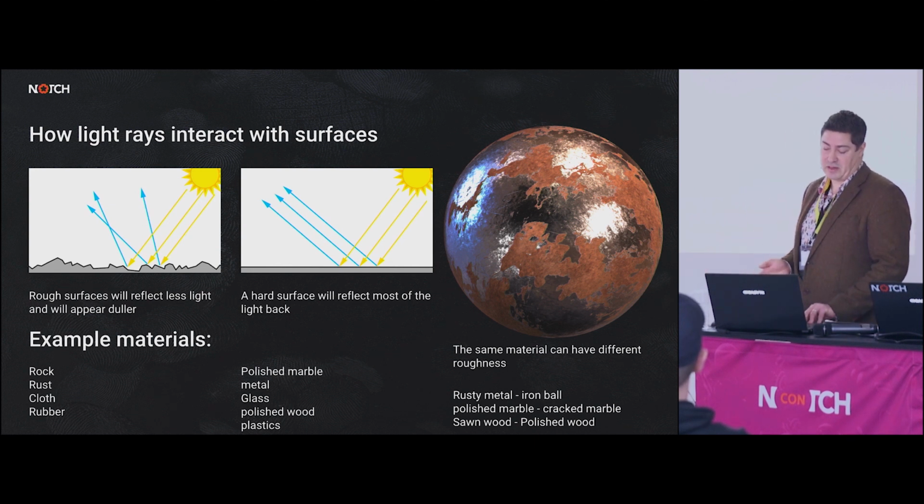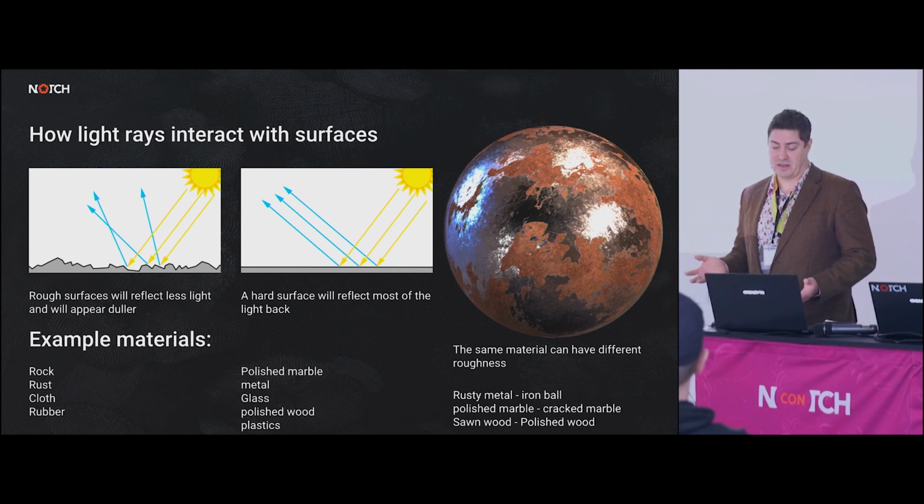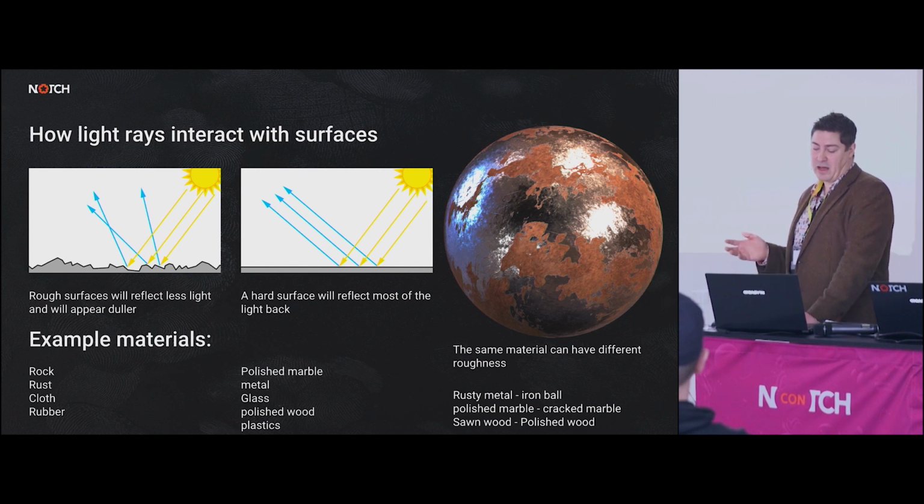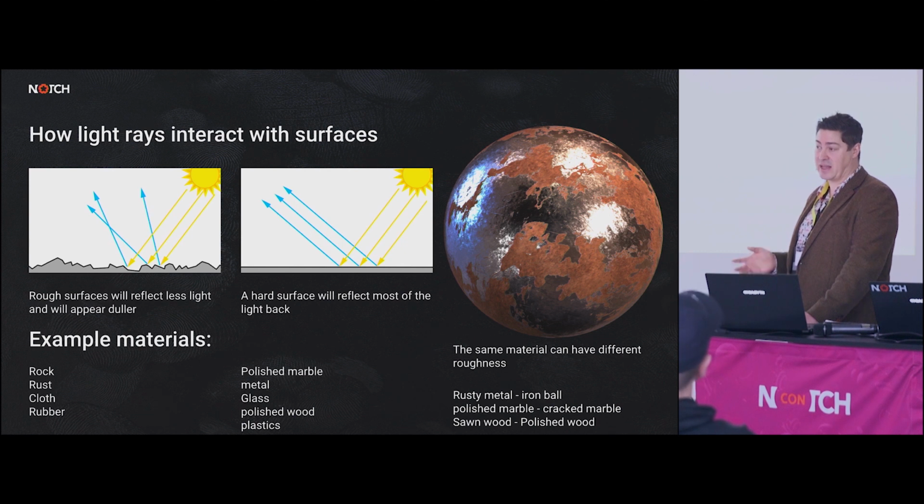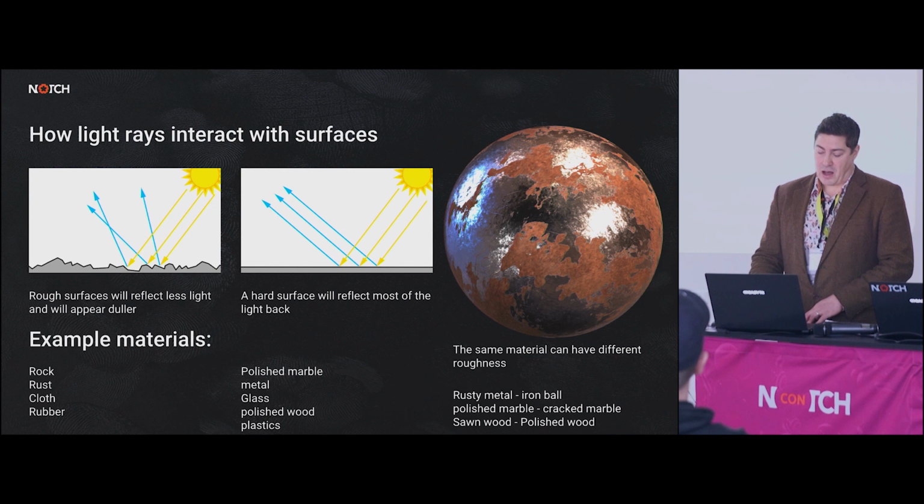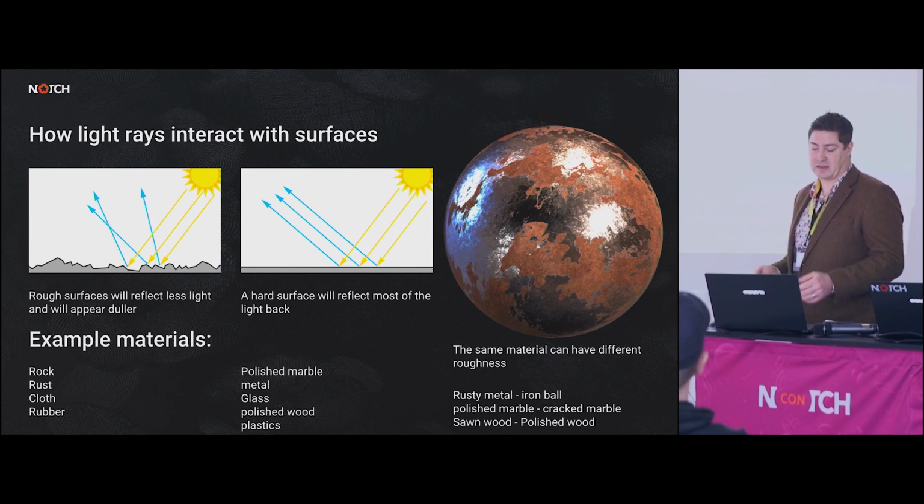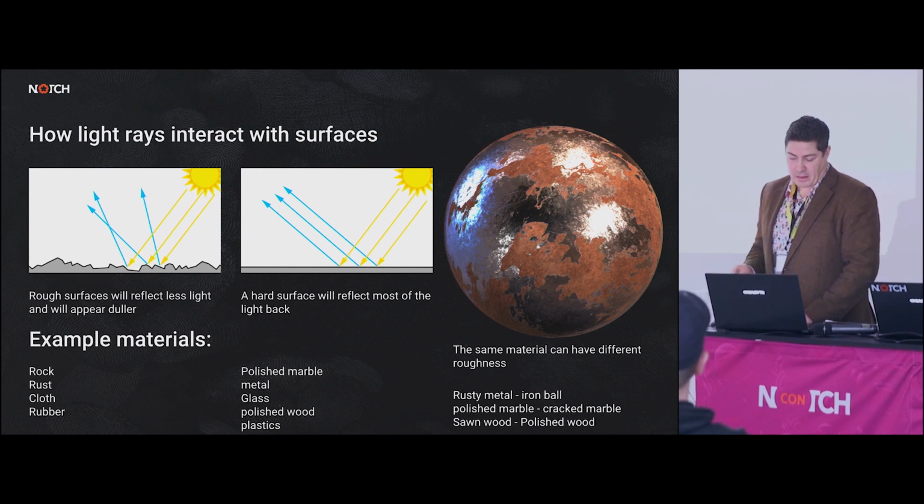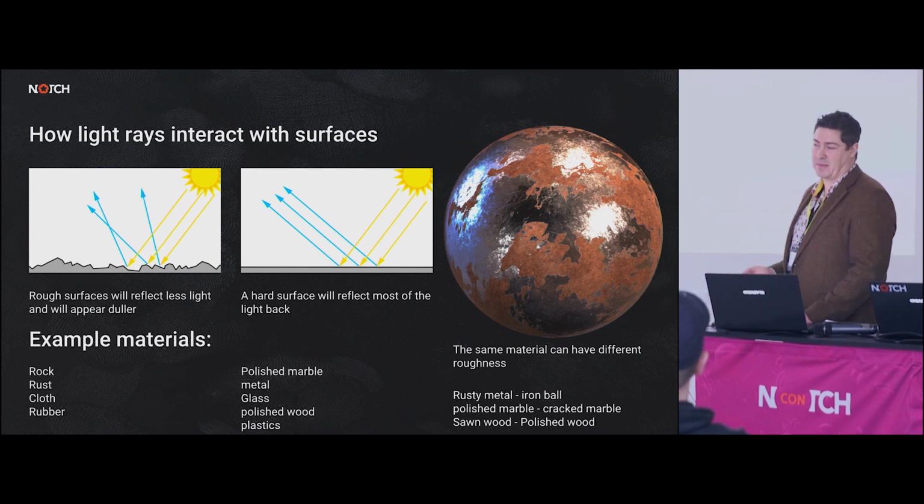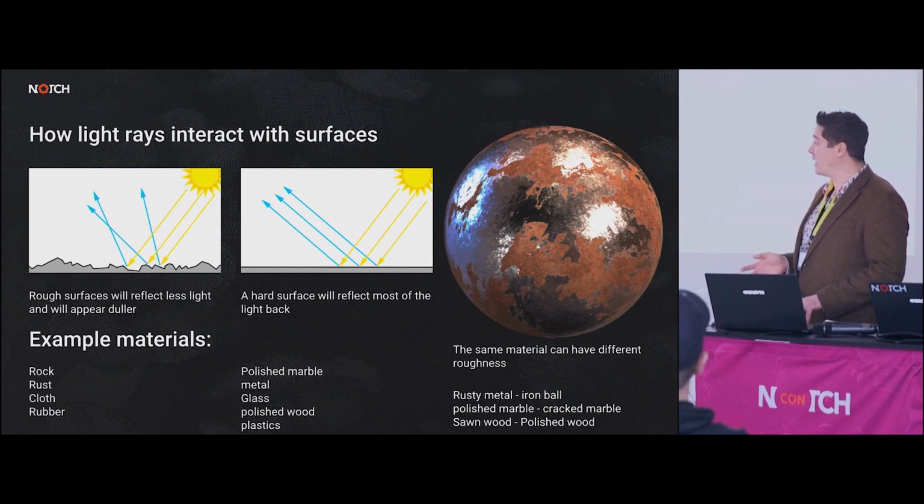Examples of rough materials include things like rock, rust, cloth, rubber, dusty things. They all have micro pitting in the surface, meaning that the light hitting the surface scatters rather than being reflected straight back. Harder surfaces include polished marble, metals, glass, plastics. These surfaces have less pitting in the surface, so the light reflected back looks shinier.